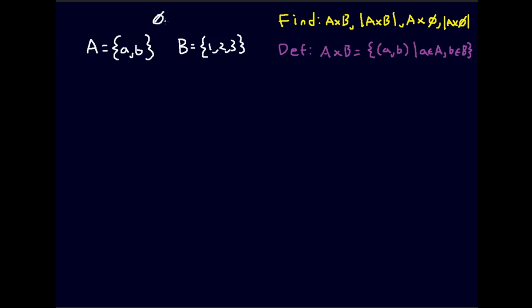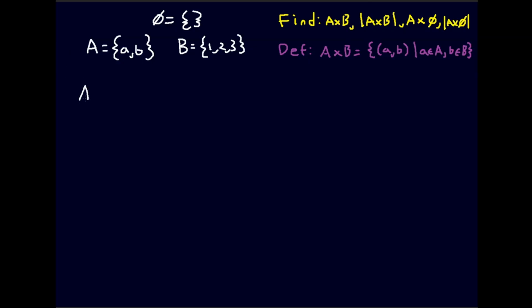If you ever see that symbol, this is the set of no elements. So this is actually these curly braces with nothing inside. And then we're asked to find the Cartesian product of A and the empty set and then the size of A and the empty set. So let's jump right in.